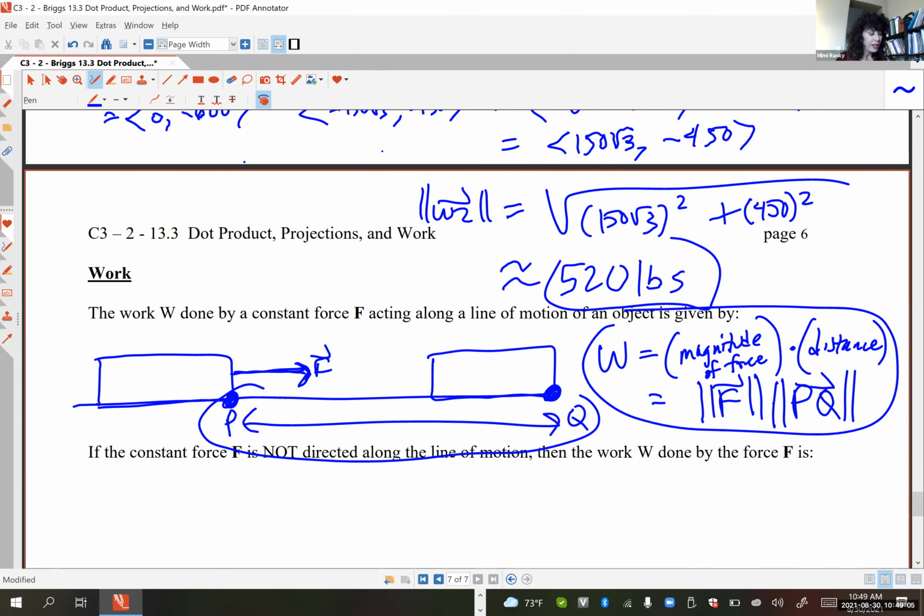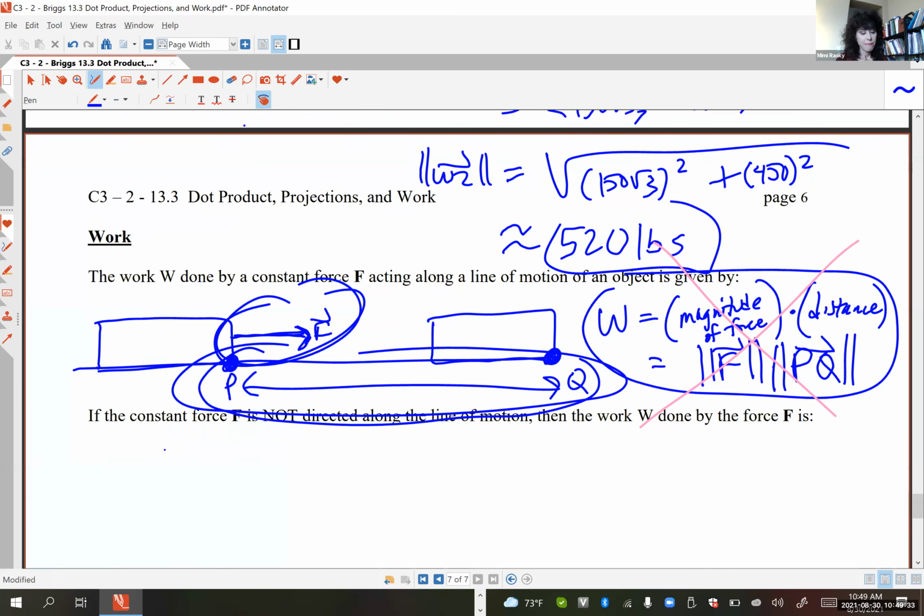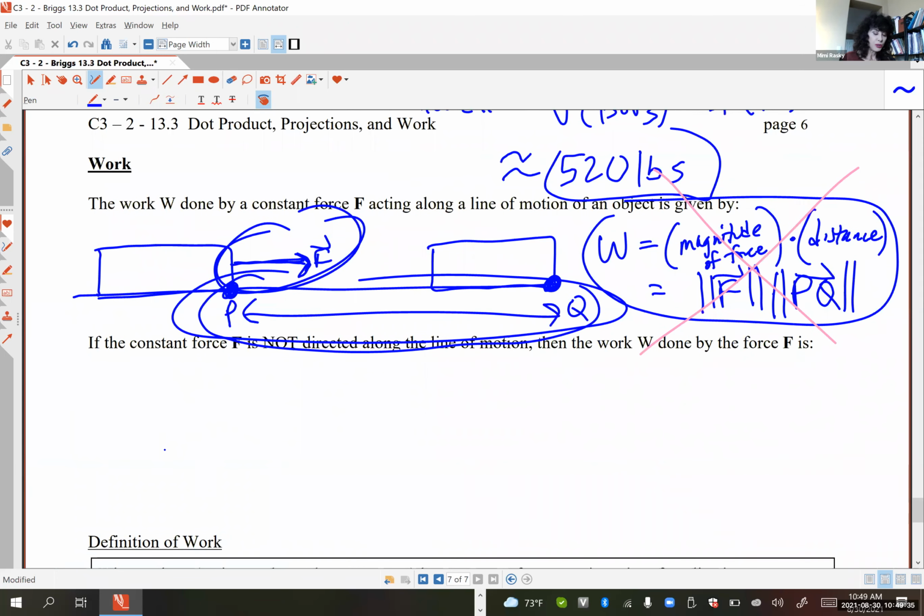Now, it turns out you're probably not going to ever use this work formula. Well, why not? You went through all that trouble to give it to us. Because usually you're not lucky enough to get the force in the same line as the movement. That rarely happens. So this formula will work as long as F and PQ are parallel. But usually that's not the case. So let's do the real deal.